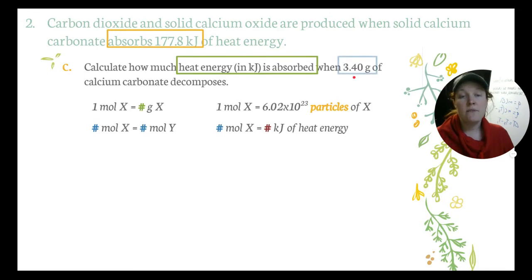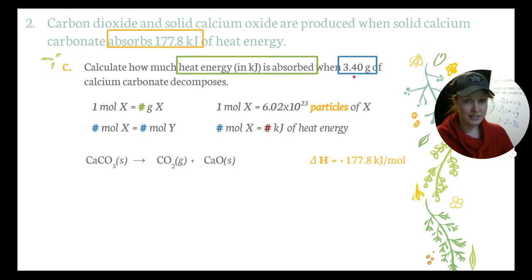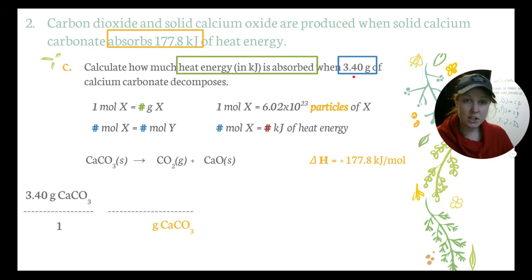When 3.40 grams of calcium carbonate decomposes. Okay, great. I'm going to rewrite my thermochemical equation, and I'm going to start with what I know: 3.40 grams of calcium carbonate. I'm going to put that over a unitless one, and I know that I'm going to be multiplying it by some sort of conversion factor. Okay, so let's take a look at our conversion factors. We've got 4 to choose from. Which one am I going to use?